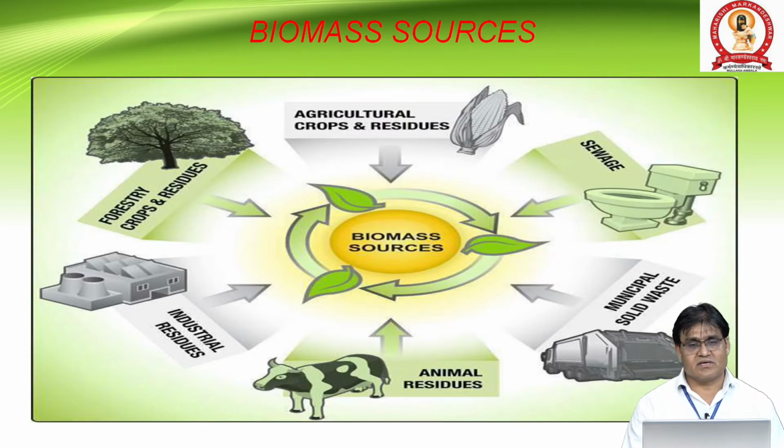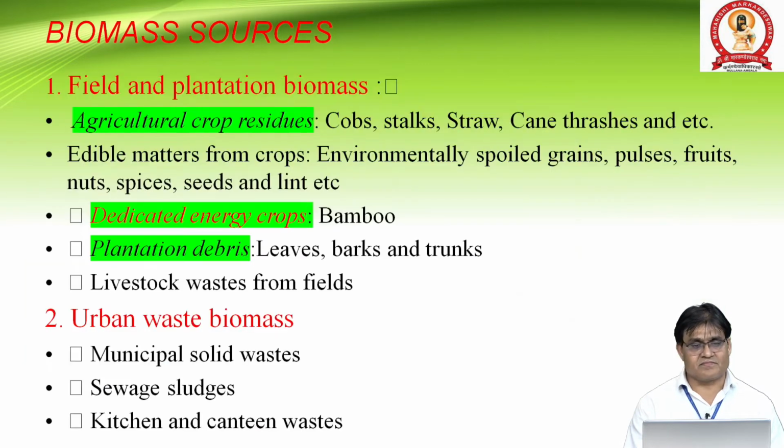These are the sources of biomass. What are the sources of biomass? There are a number of sources of biomass which we see in our surroundings all the time. First, we see animal residue. Second is industrial residue. Third is forestry crops and residue, agriculture crops and residue, sewage and municipal solid waste. These are the sources where biomass is easily available.